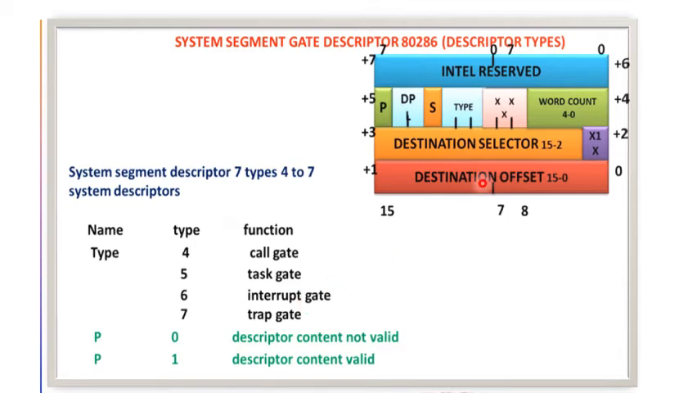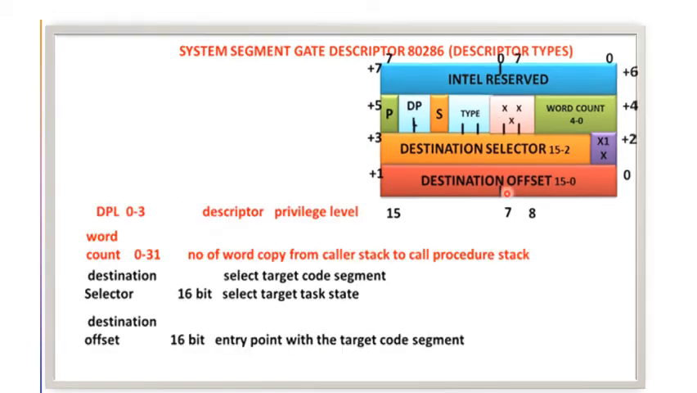The figure shows the gate descriptor and gate descriptor fields. The gate descriptor consists of a 16-bit destination selector, a 16-bit destination offset and access byte information. The operation of the access information is as follows.